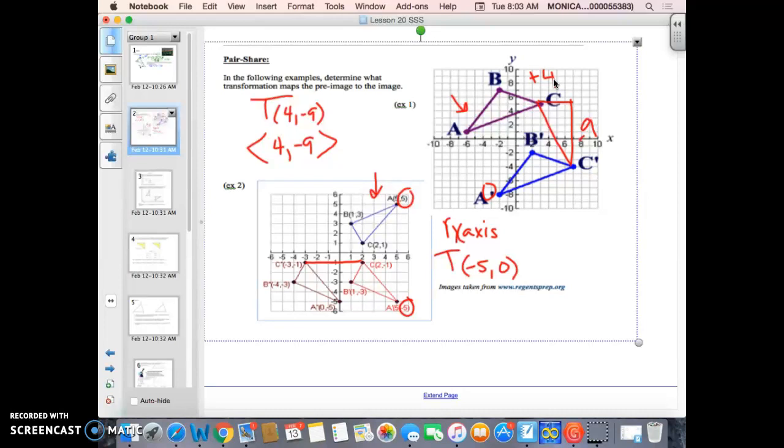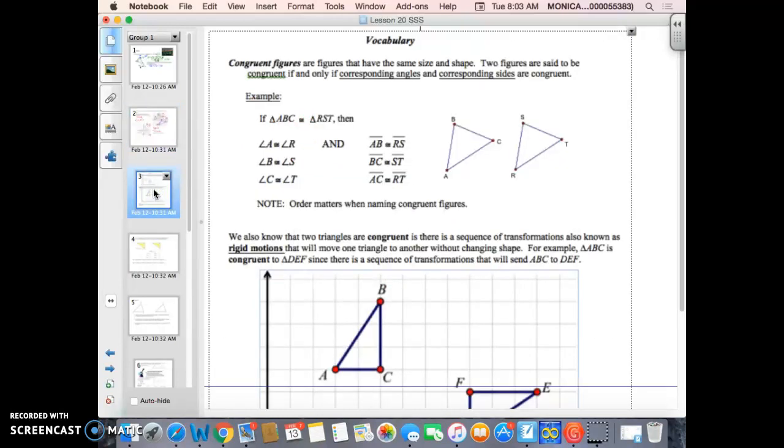So that's a quick review. Let's move on to learn something new. So today, like I said, we're going to talk about congruent figures. And the word congruent should be meaning equal to you at this point. And to label congruent figures, you have to know corresponding angles and corresponding sides.